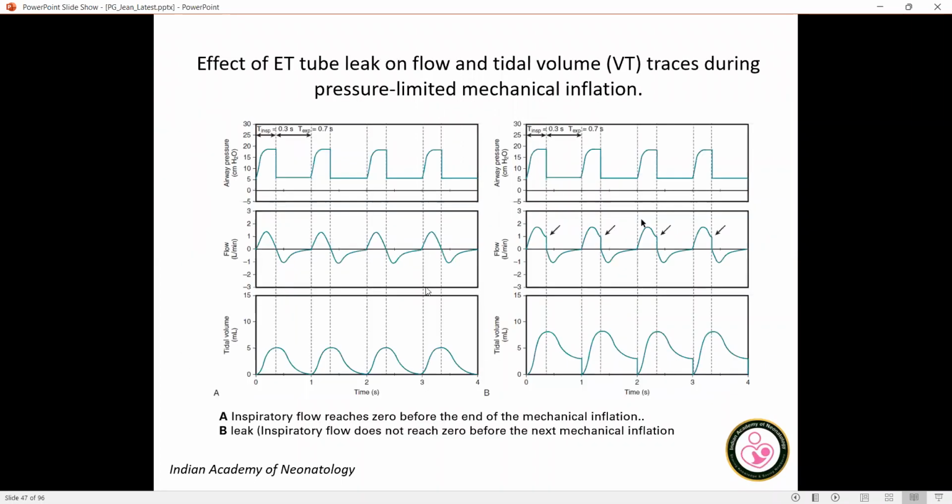This is how the latest edition of Goldsmith has depicted the leak in the flow waveform. So this is the flow waveform. Here we can see that the inspiratory flow is not reaching zero before the next inflation. Here the inspiratory flow is touching the baseline; here it is not touching the baseline, and the ventilator has drawn an artificial line connecting these two. So this is a small leak, as depicted in the new Goldsmith.